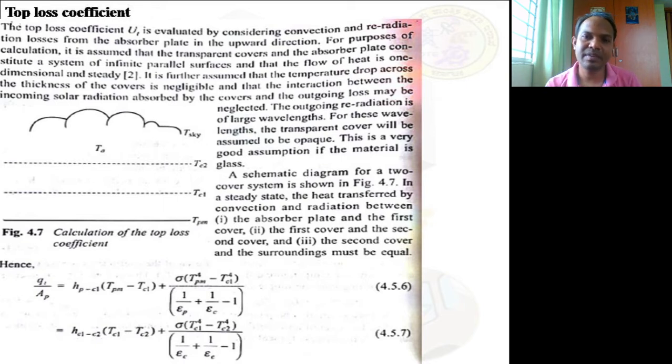Radiation losses are always given by the Stefan-Boltzmann law of radiation. Stefan-Boltzmann law of radiation will give us the sigma. Sigma is nothing but the Stefan-Boltzmann constant, which is 5.667 into 10 to the power of minus 8 watts per meter square degree Kelvin to the power of 4. It is a constant one. You have to remember the value.